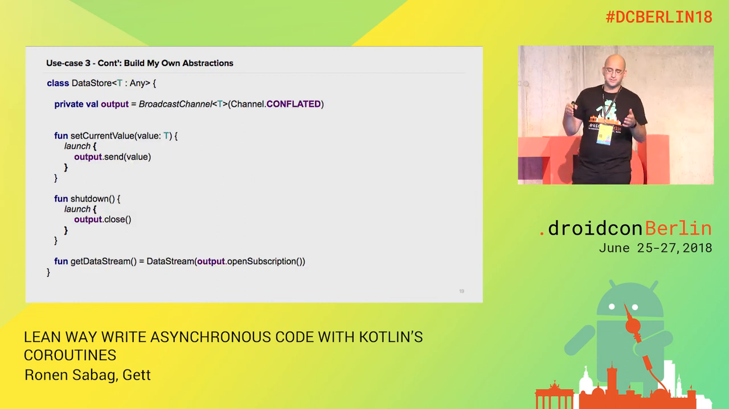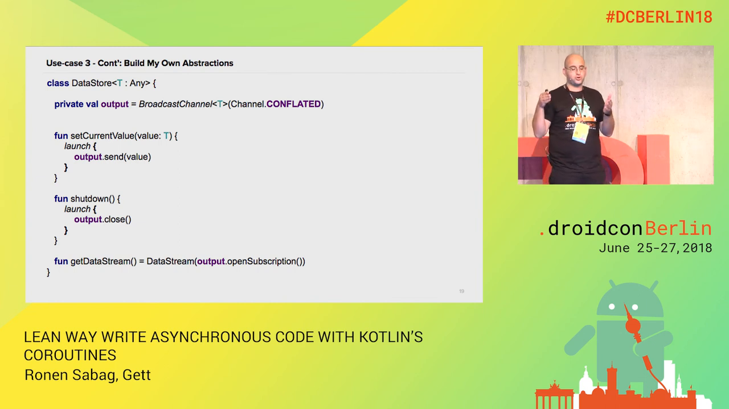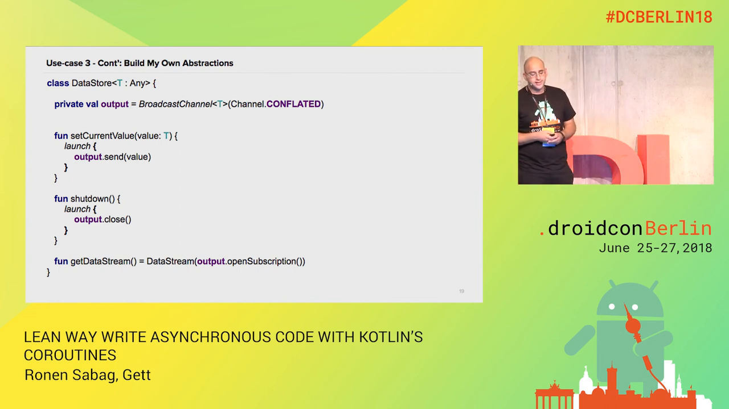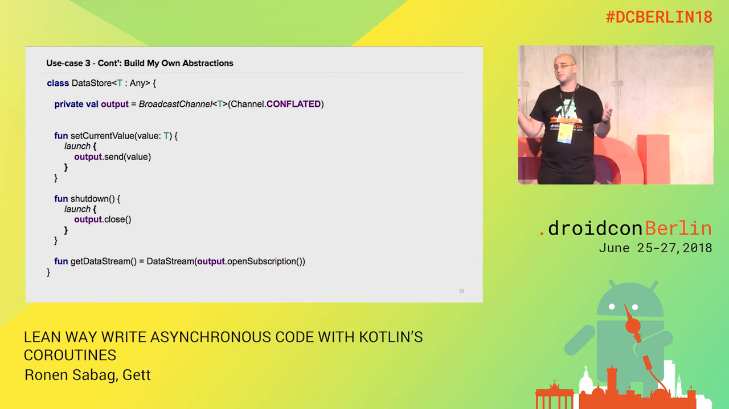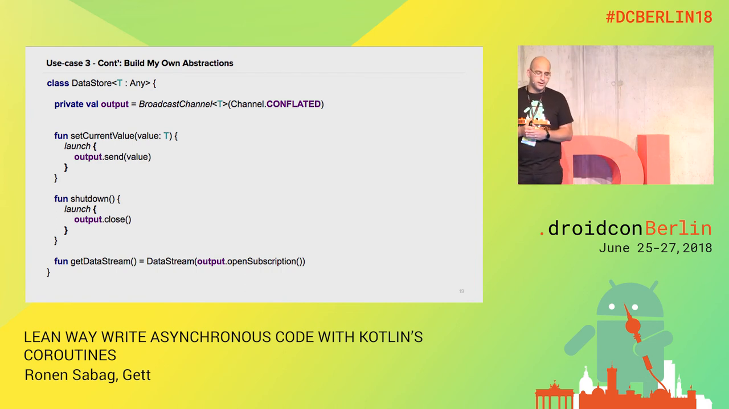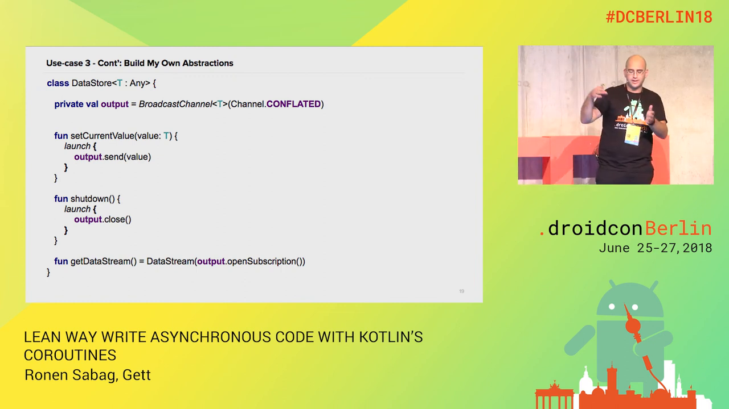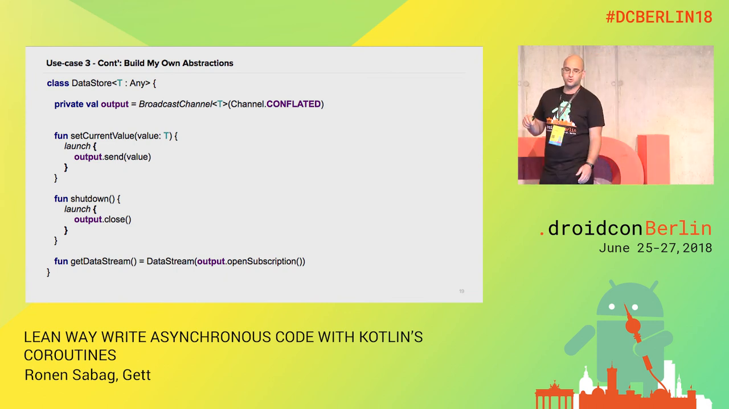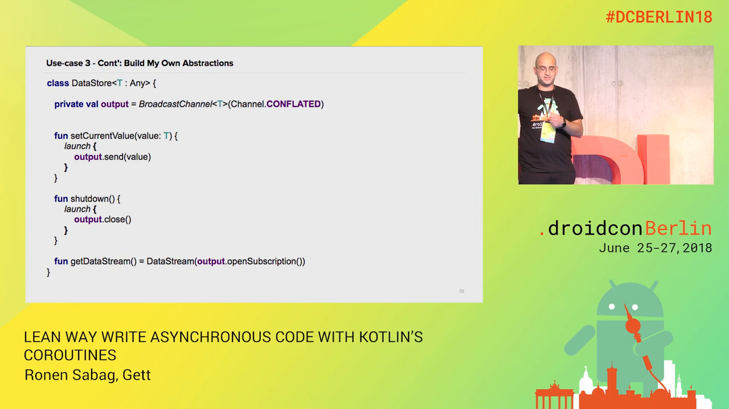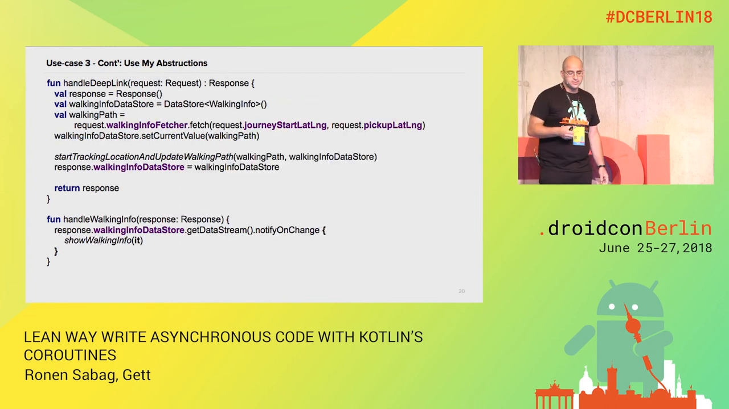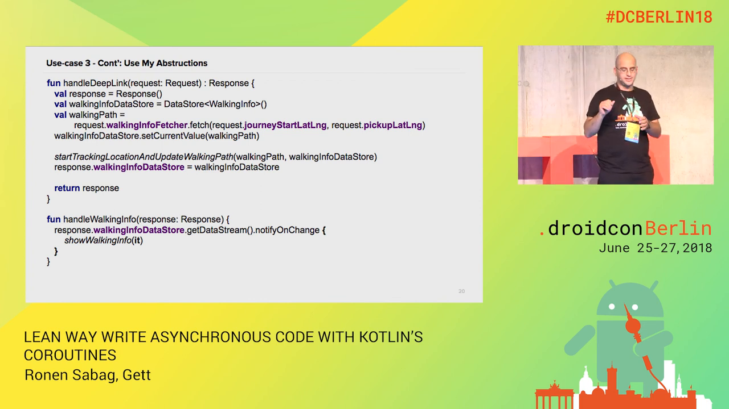With that, I can use another abstraction, which is called data store. Data store hides the broadcast channel for me. There is a set current value, which does everything that we need to do with the launch and shutdown. And at the bottom, we have get data stream, which returns the data stream from the previous slide. With that, my code at the end of the deep link looks a bit nicer, because I don't have to put the launch there.